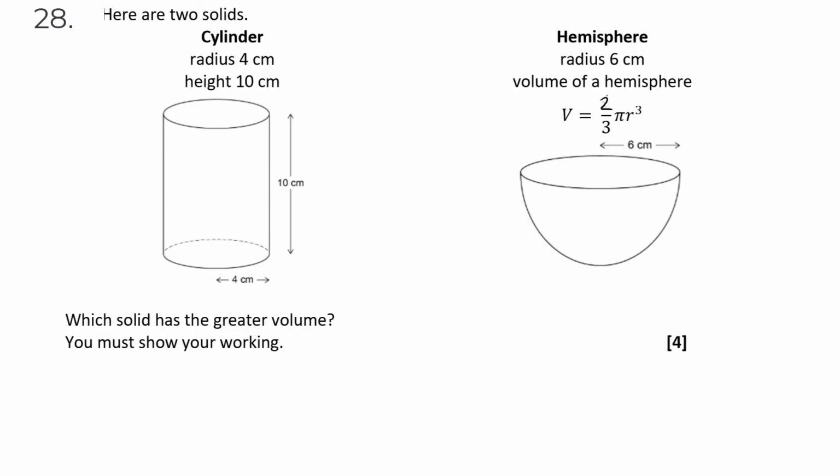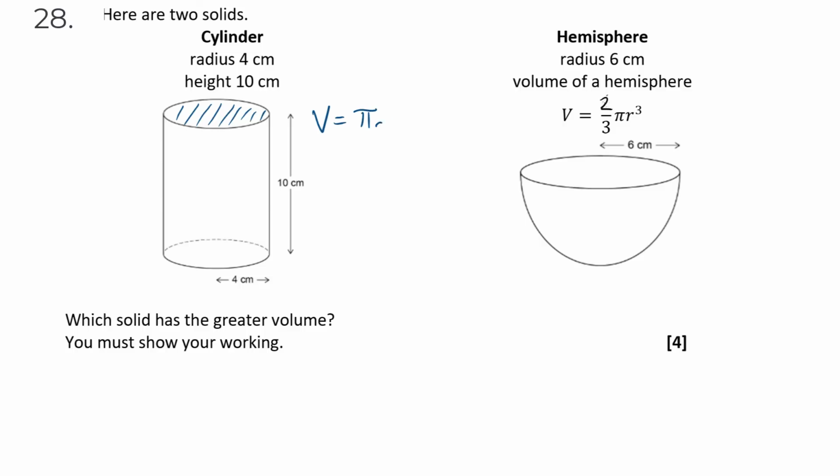Okay, so I just need to work out the volumes of each of these and then compare them, don't I? Okay, so let's have a look at the cylinder first. Now, they don't give me the formula for a cylinder, but a cylinder is just a circular prism, and a prism has a volume of its cross-sectional area, in this case it is a circle, times the distance between them.